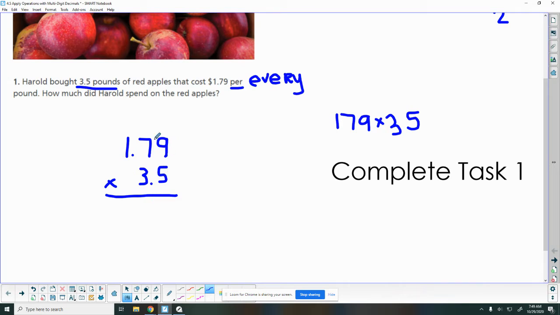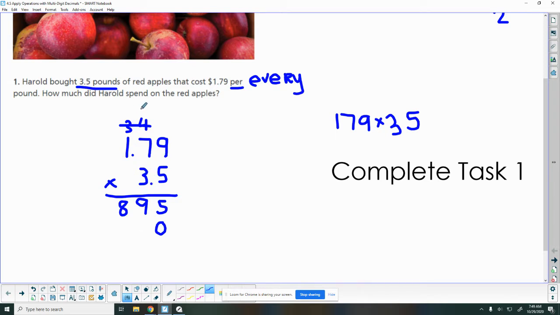Okay, so 5 times 9 is 45. Carry that 4. 5 times 7 is 35 plus 4 more, 39. 5 times 1 is 5 plus 3 is 8. So I want to cross these off so I don't accidentally use them again and make sure I get this placeholder because now I'm multiplying by a number that's 10 times bigger. So I've got to have my answer be 10 times bigger.